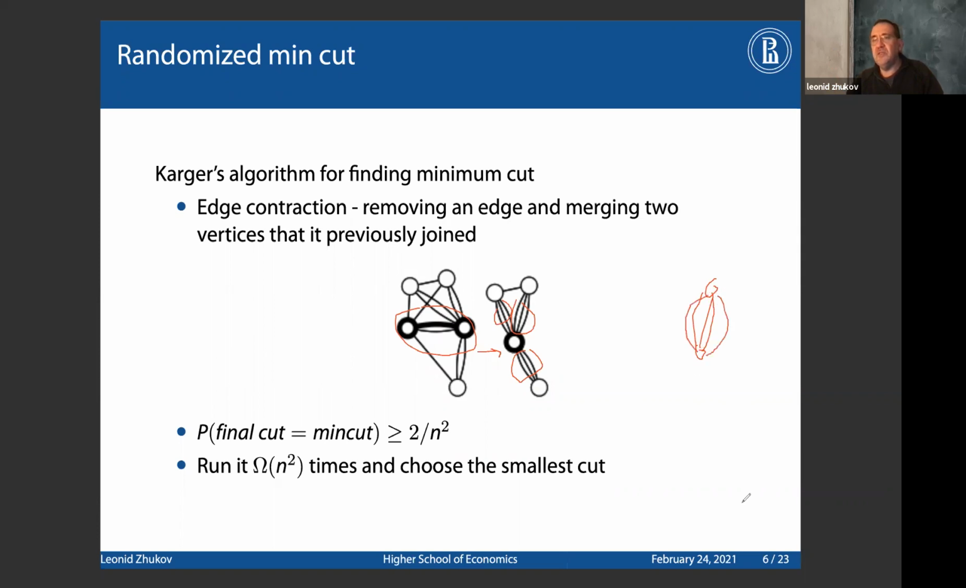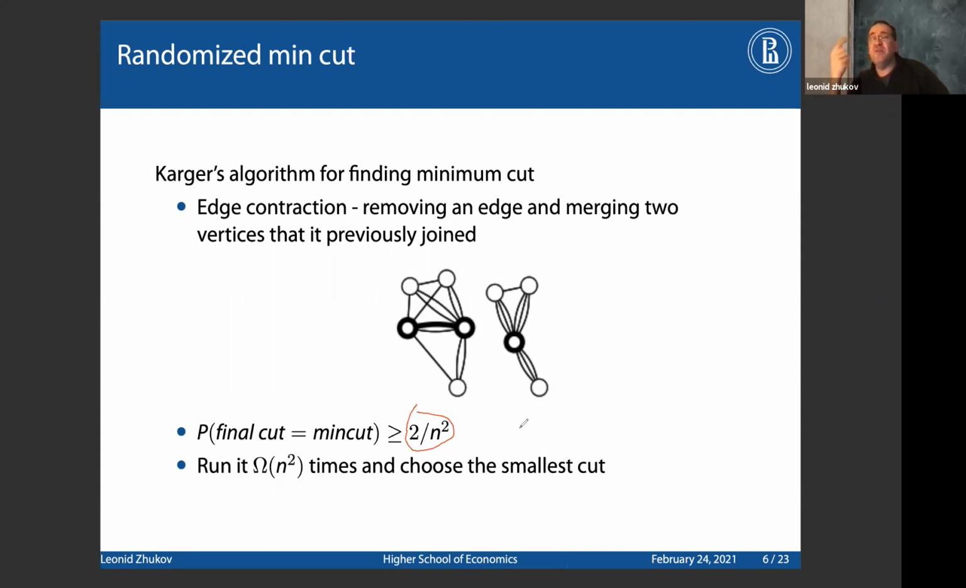And this number of edges will be your graph cut, right? Will be your minimum cut. Now, it sounds a little crazy, right? Why would this algorithm actually work whatsoever? But you can prove that the probability that following this procedure you'll get the minimum cut is greater than 2 divided by n squared.